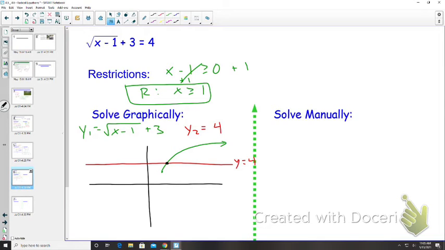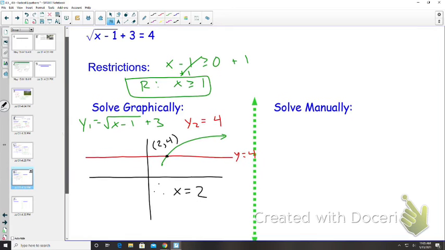Okay, so again, go and use your calculator for this. You go second trace, which is the calc button, and then you want to select number 5, intersect, to find our intersection point. Okay, so if we do that, we will find our intersection point is at 2 and 4. Therefore, our x is equal to 2. Okay, so the value when x is equal to 2 will satisfy this equation of root of x minus 1 plus 3 is equal to 4.